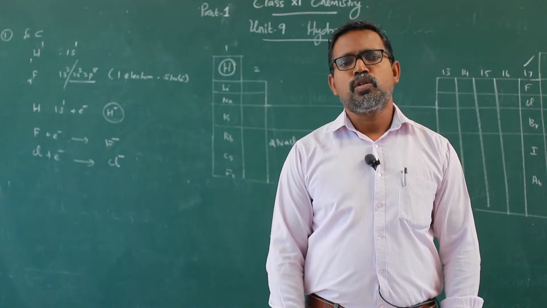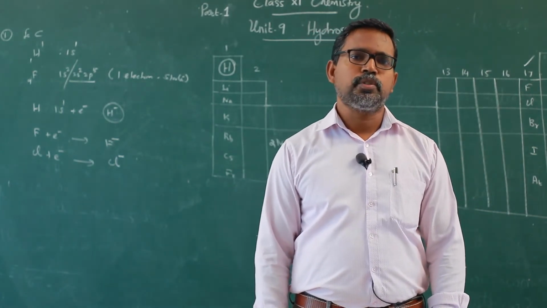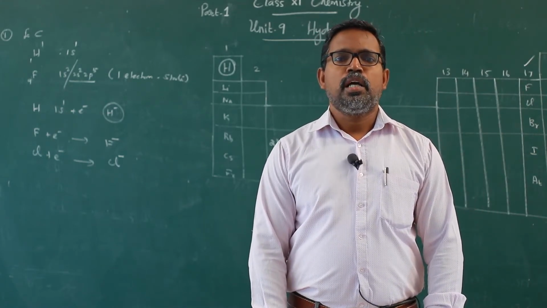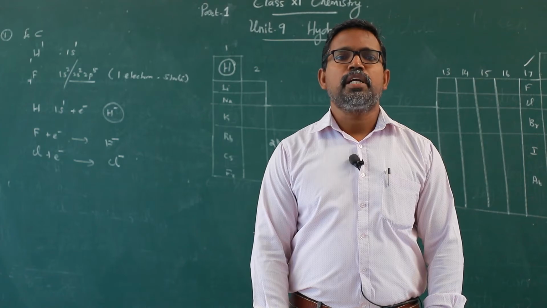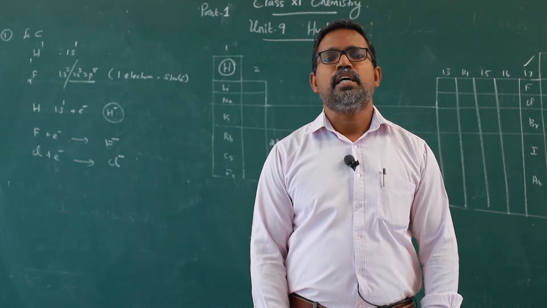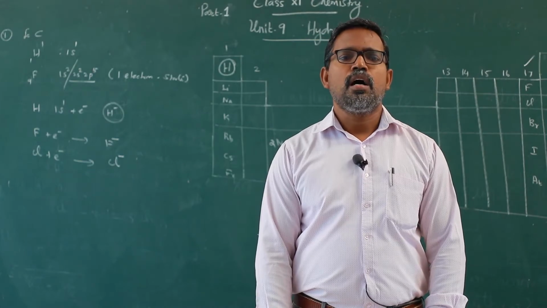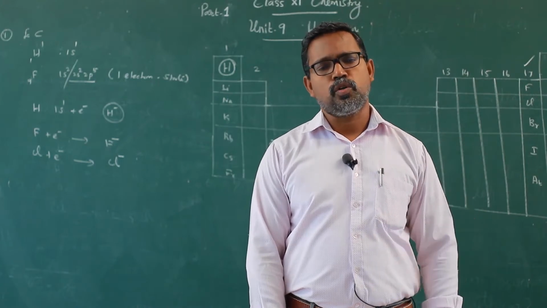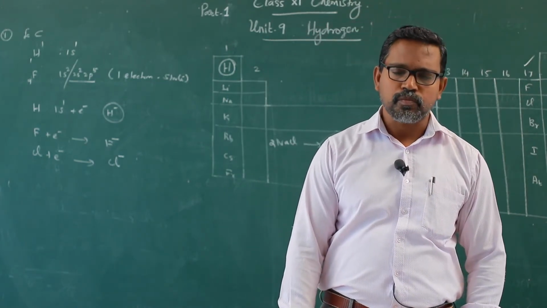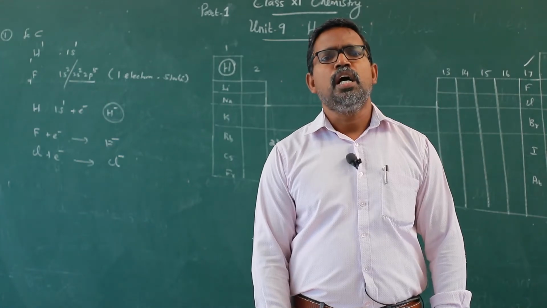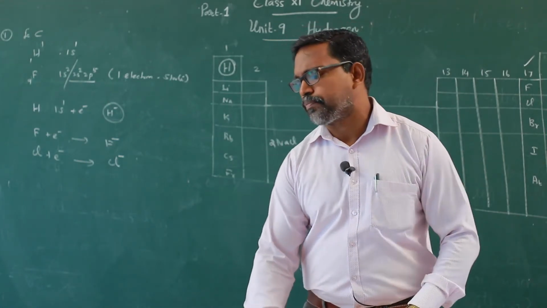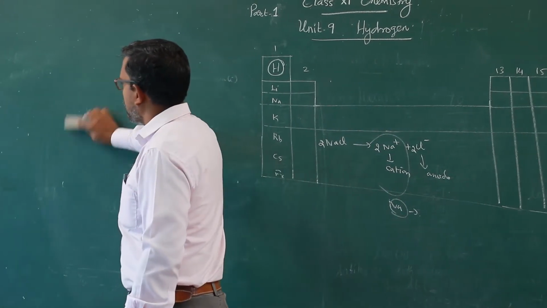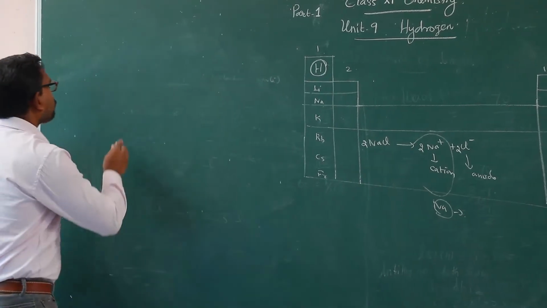Now, isotopes of hydrogen. What are isotopes? What are the different types of isotopes? Elements having the same atomic number but differing in mass number are called isotopes. Hydrogen exists in three isotopes: protium, deuterium and tritium. Protium is the normal hydrogen.